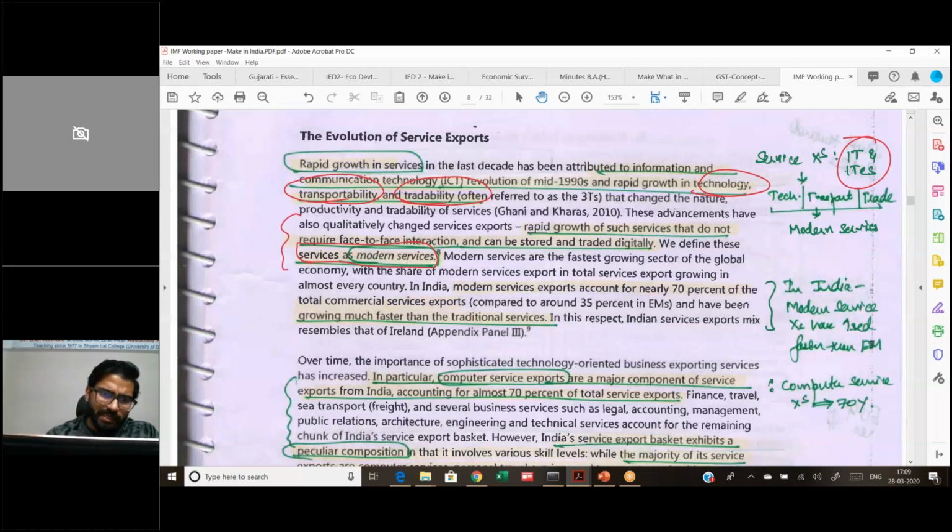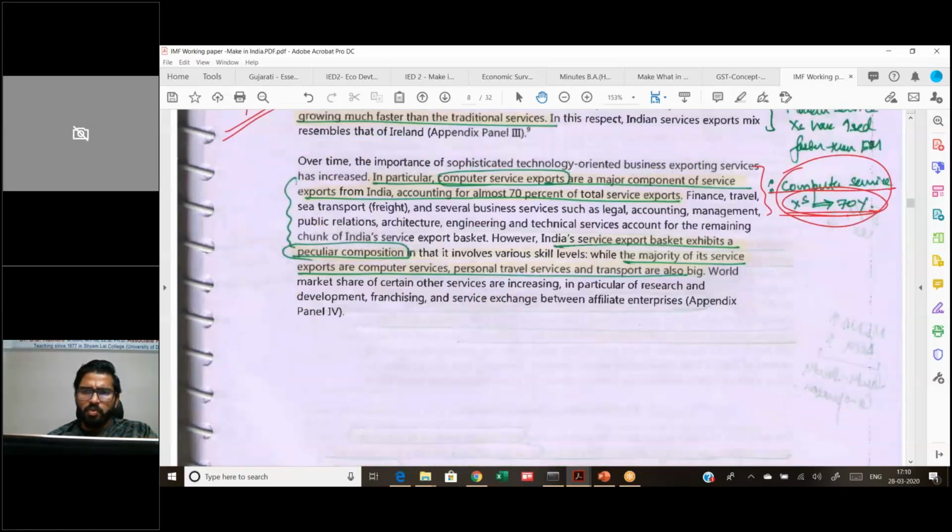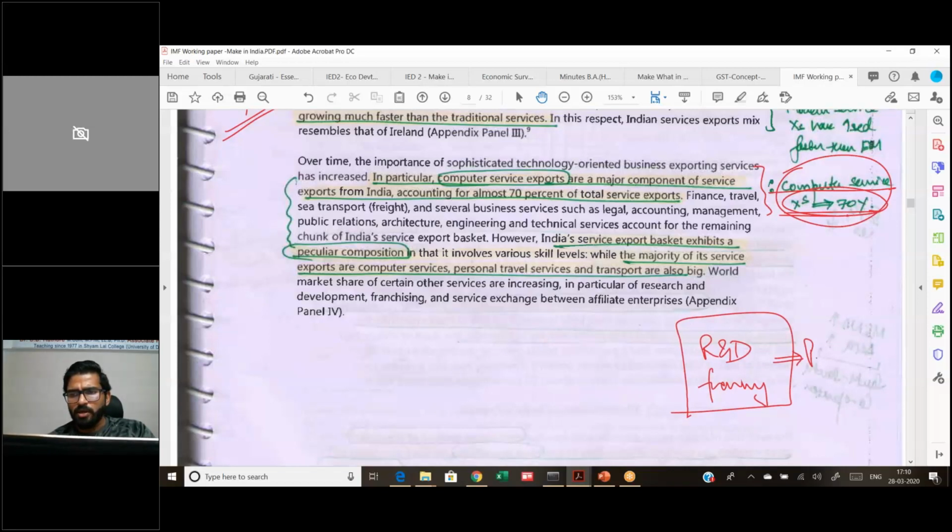And in that modern service sector, 70% is coming from the export of computer services. So computer services is perhaps 70% of your overall service exports. However, here too, India has a huge potential, as we will see that while there are certain modern services that we specialize in, there are other services which perhaps we have still not specialized in. We'll talk about R&D, we'll talk about service exchange, we'll talk about franchising. So there are other services that we have not ventured out into, in which lies India's potential. We'll talk about that in the later part of this paper.